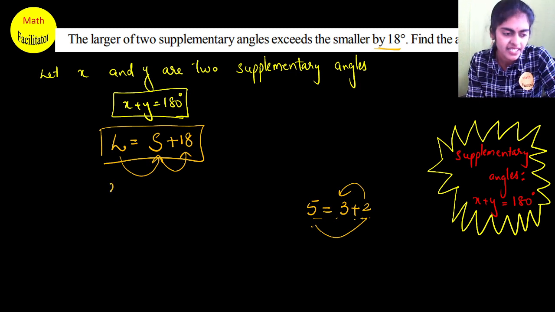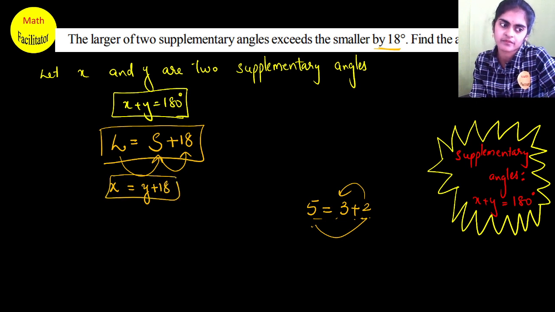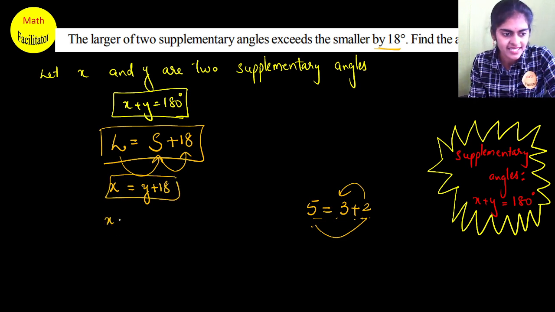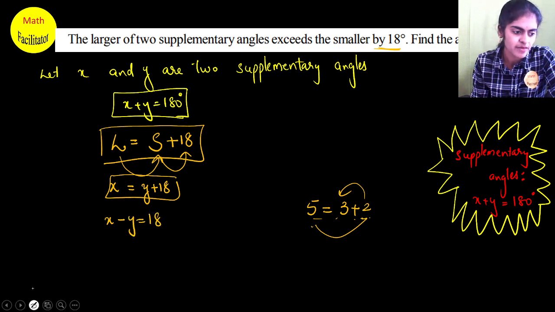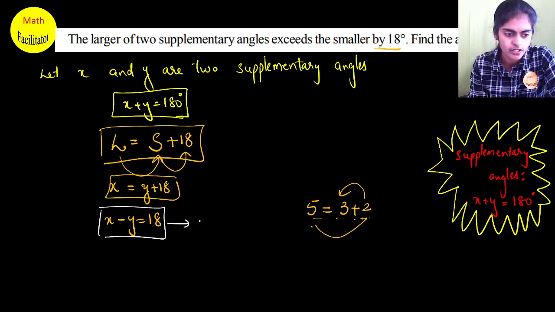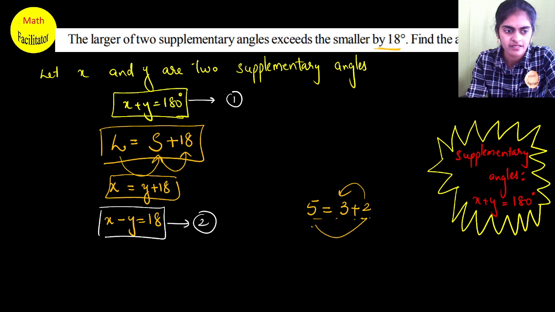Suppose I consider x is the larger, then the smaller is y, and 18 is the difference between the two. So I can write this as x minus y is equal to 18. Let's take this as equation 2, and this was your equation 1.